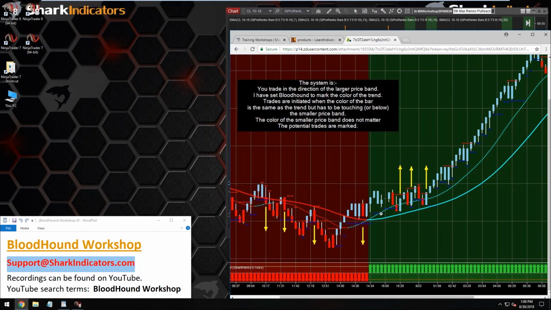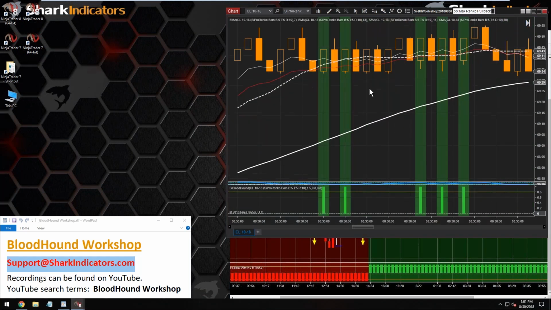Oh, yeah, there is one more requirement here. All right, so the color of the bar has to be the same as the trend direction, but it also has to be touching. Yeah, also has to be touching here. It looks like it's always touching.